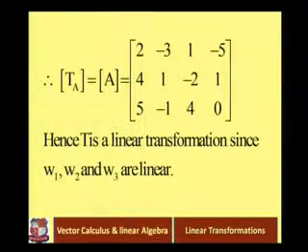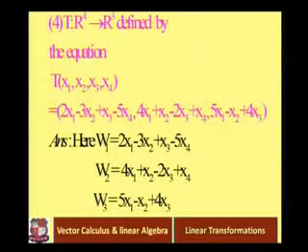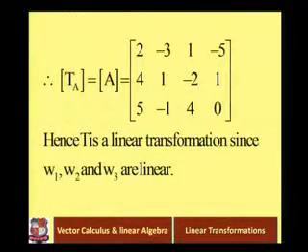So this standard matrix is 3 cross 4. Why is it 3 cross 4? Because this transformation T is from R4 to R3. So that's why the standard matrix is in the form of 3 cross 4.